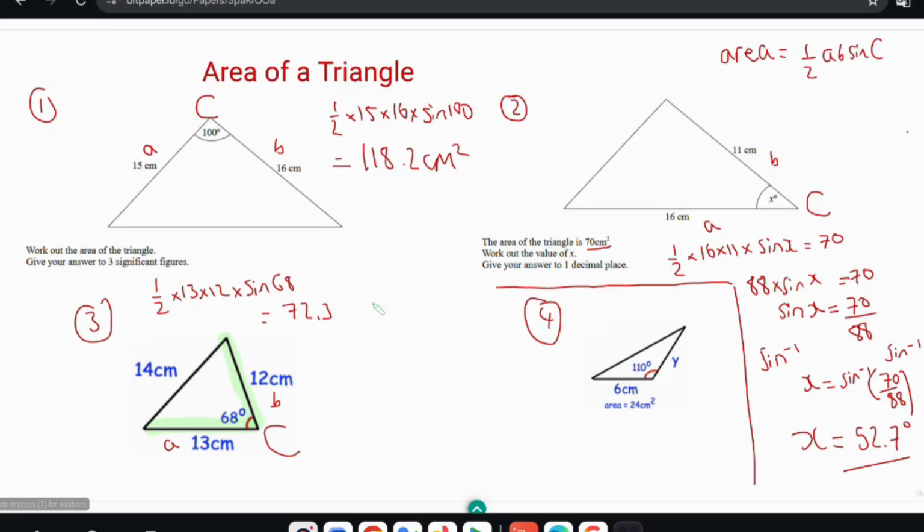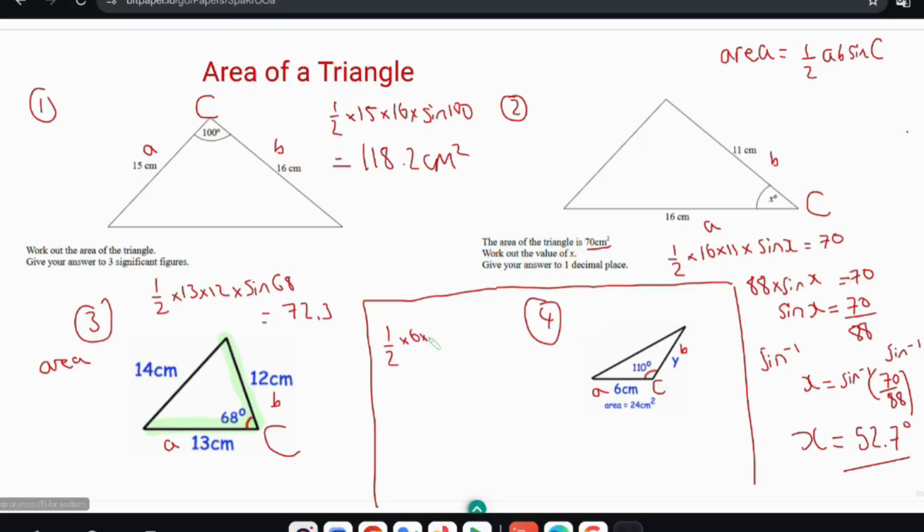And then question 4. We're given the area again. Area is 24 centimetres squared. We need to find y. So I didn't actually put the questions here, did it? But this was find the area. Hopefully it was obvious you worked out. Here, the area is 24 centimetres squared. We need to work out y. Half. There's big C. The angle has to be the C. a and b.